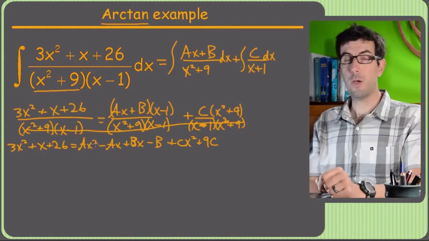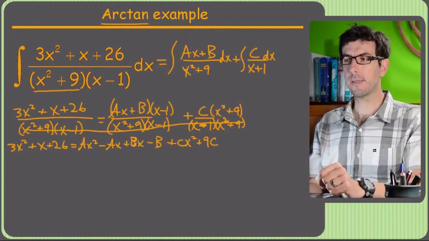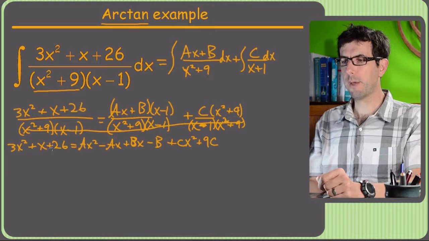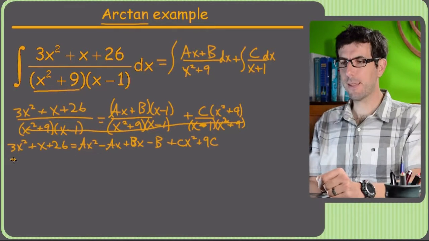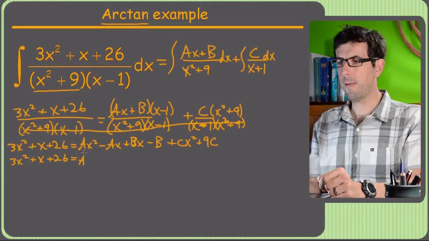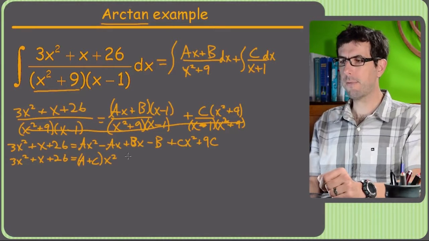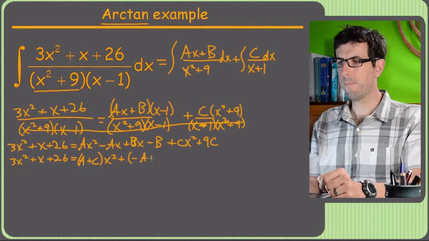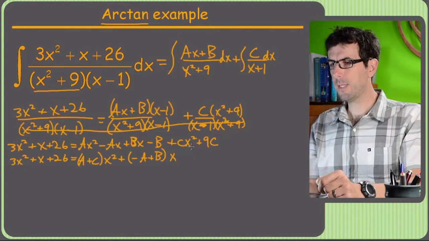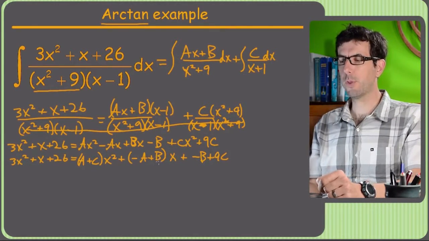Alright, everything's got a letter in it. One of the ways to spot that you've screwed up this step is if there was a term without any capital letters in it. But I can see we have plenty of capital letters on this one, so we got 3x squared. Alright, so our x squared terms are a and c. So we've got a plus c, x squared. And our x terms are negative a plus b times x, so that's the only two x terms. And then we've got plus negative b plus 9c as our last term with no x's.